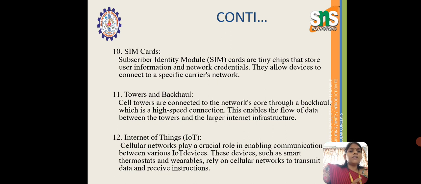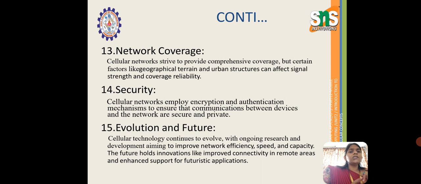So next is your towers and backhaul. Cell towers are connected to the network through a backhaul, which is a high speed connection. This enables the flow of data between the towers and the larger internet infrastructure. Next is your IoT, that is your Internet of Things. Cellular networks play an important role in enabling communication between various IoT devices, such as wearable devices or thermostats, which can transmit data and receive instructions over cellular networks. And the main thing is your cellular coverage.